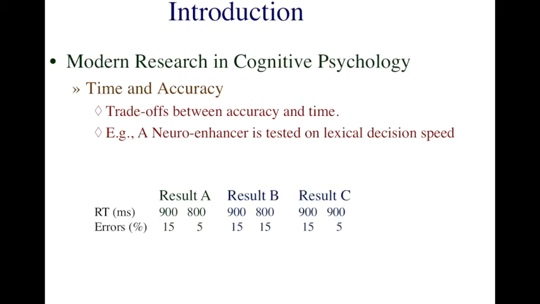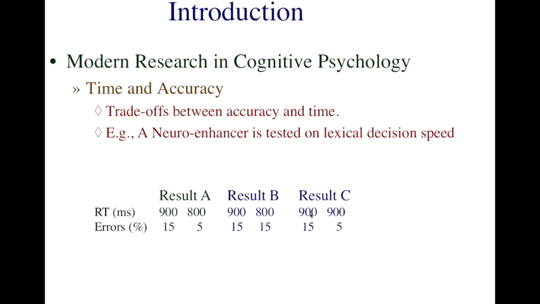Either of these results would probably be okay as well. In result B, we still have a difference in the reaction time it takes with our neuroenhanced group being faster than our control group, and there's no difference in error rates. So it's not like the effect that we have here is due to our neuroenhanced group trying to respond more quickly at the cost of being more accurate. The two groups are equally accurate.